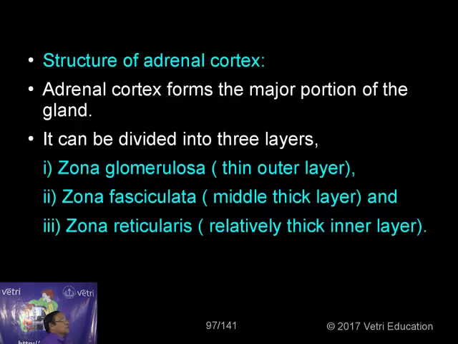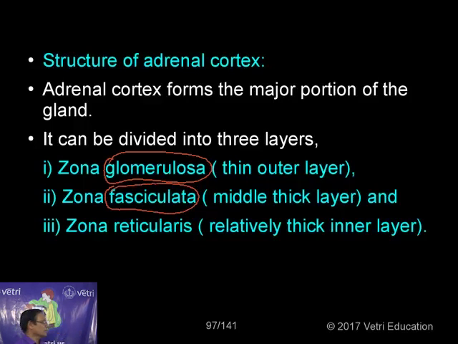Now the structure of the adrenal cortex. Here the cells are arranged in three different zones: the outer zone, which is normally thin, the middle zone, which is somewhat thick, and the innermost zone, which is relatively thick. The outer zone is called zona glomerulosa, where the cells are formed in grape-like bunches. In the second zone the cells form bundles, hence called fasciculata, the middle thick zone. In the innermost zone the cells are arranged in a network, hence called reticularis.